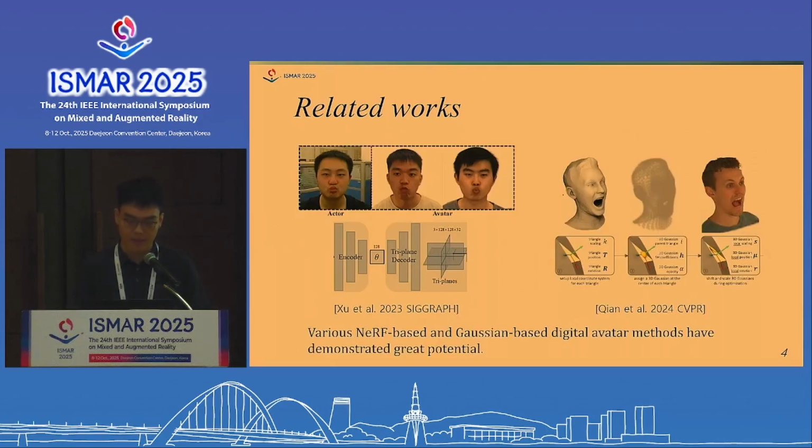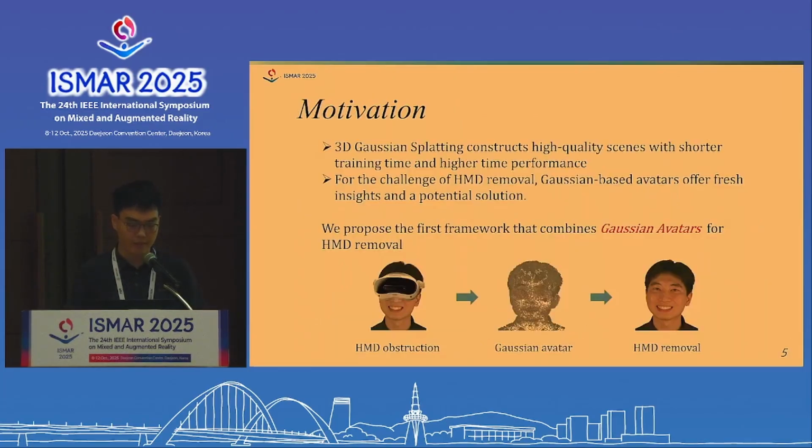In recent years, there has been new progress in digital avatars, especially NeRF-based and Gaussian-based methods. One work proposed a framework with an encoder and a NeRF decoder. Qian used the FLAME framework to drive 3D Gaussian deformation. These works show that NeRF and Gaussian-based avatars have great potential. They can capture fine facial details and work more effectively than old model-based methods.